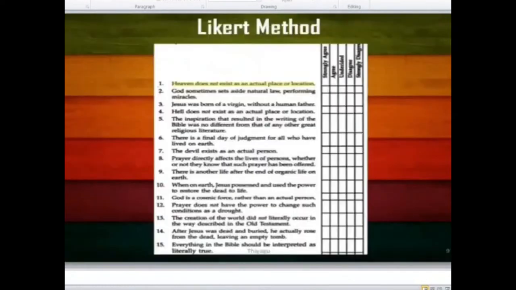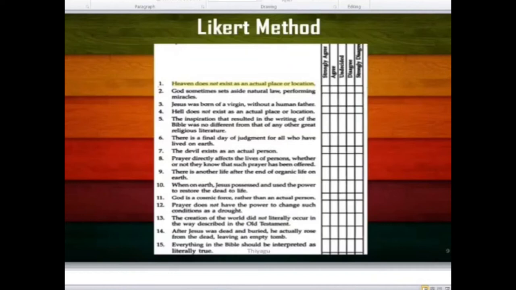Another way of presenting the Likert method is in this form. The first statement is, heaven does not exist at an actual place or location. If you strongly agree with the statement, you put a tick mark in the first column, and if you agree, you put a tick mark in the second column. If you are undecided, neither agreeing nor disagreeing, you can put a tick mark in the third column. If you disagree, you tick the fourth column, and strongly disagree is number 5. Like this you can give the responses.